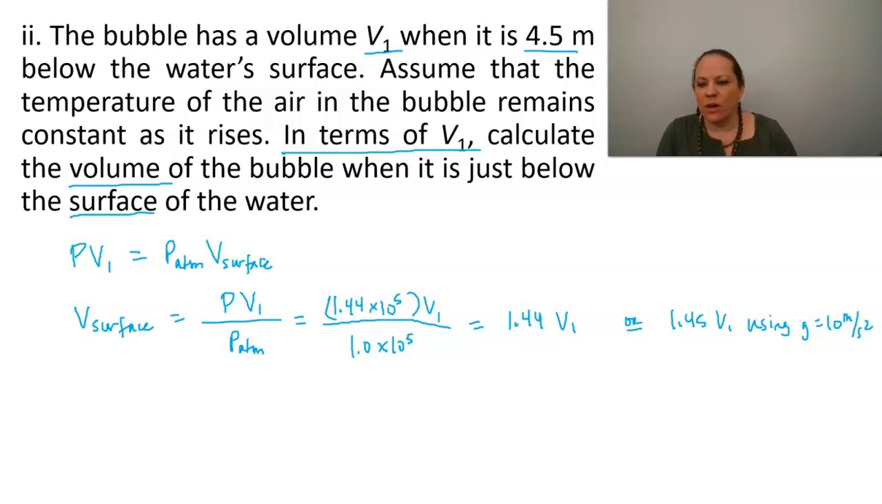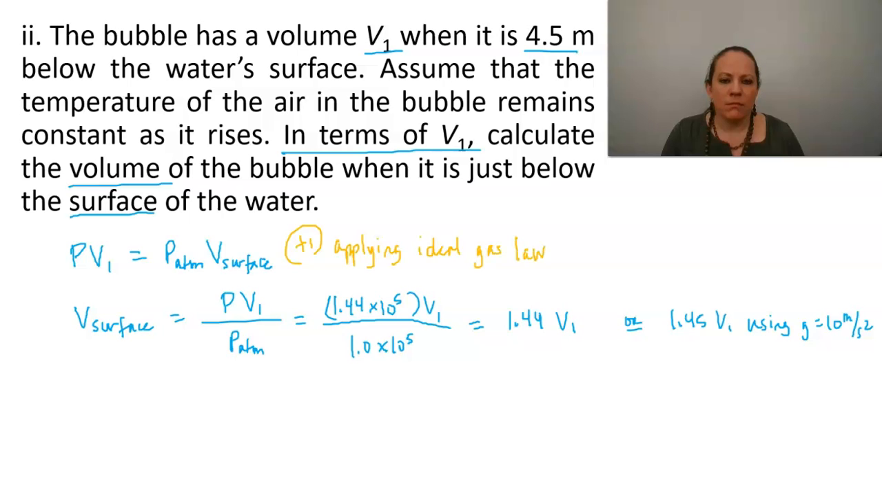So how was the scoring? Oh, I lost my cursor. Happens at least once every video. So we're going to get 1 point for applying the ideal gas law. And then our second point is going to be for substituting a pressure consistent with part C1.